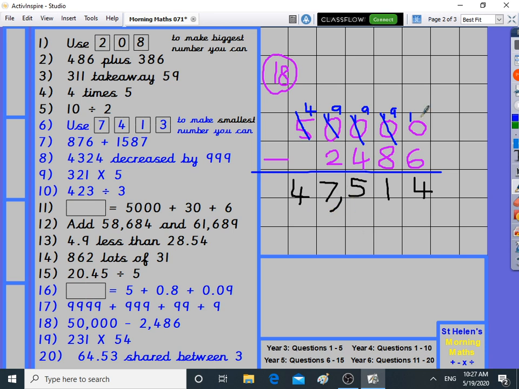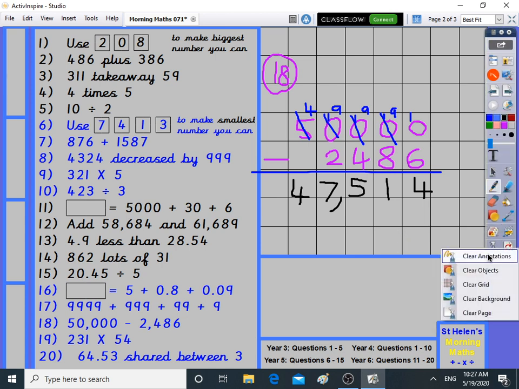47,514. Minus made things smaller. 50,000 got smaller. It went down to 47,514. Bit of checking with number bonds. And I'm happy with that. 47,514. Let's get on to question 19. Pause if you need time to copy.